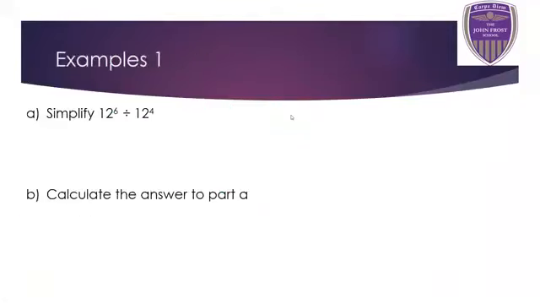That brings us on to our examples. Press pause and copy this down. Press play when you're ready. There are two different parts that I've asked you to do here. The first part says simplify. Simplifying this is just using our rules. We're dividing, and the bases are the same. So our answer to this one is simply going to be 12 to the power of 6 minus 4, which we know is 2. So our answer is 12 to the power of 2.